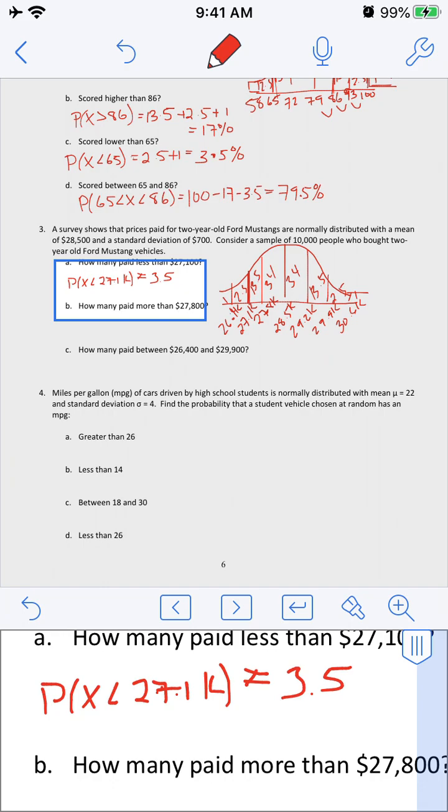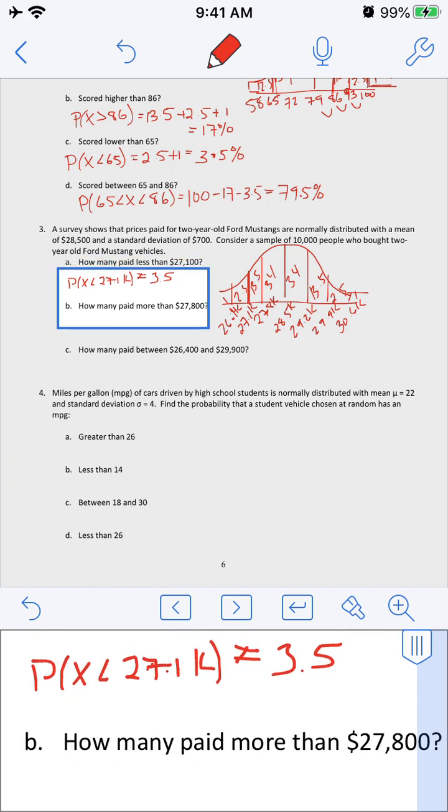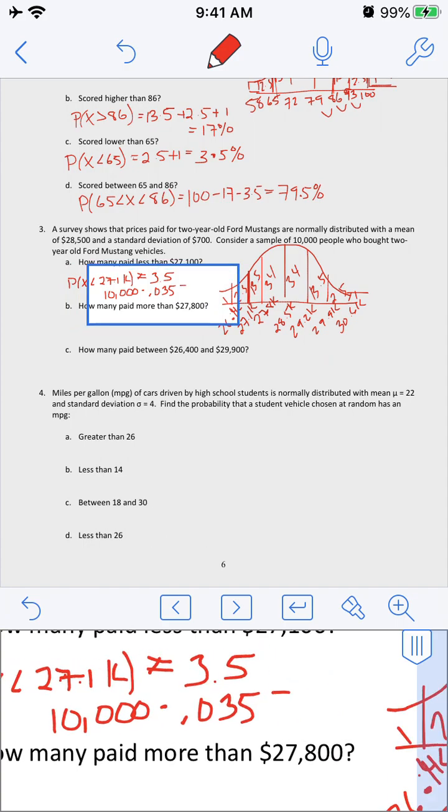But then we have to multiply that by the 10,000 people who actually took this survey. Well, 10,000 times not 0.35, because that's 35%, but 0.035 would be 350 people. Okay.